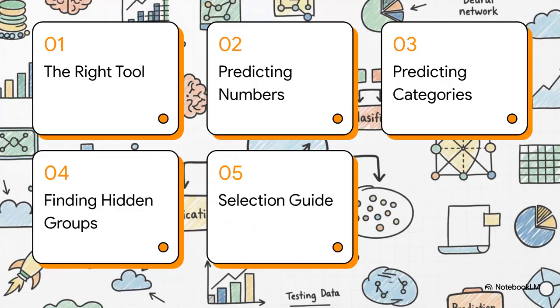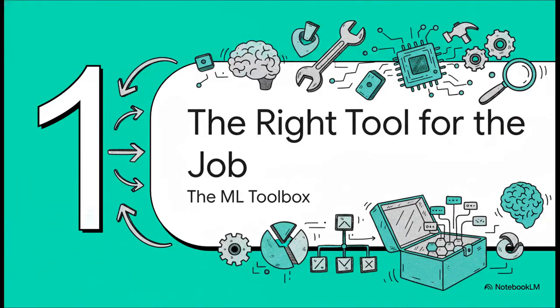So here's the roadmap. First, we'll get on the same page about this whole toolbox idea. Then we're going to dive deep into the three main jobs a machine learning model can do. You've got predicting numbers, sorting things into categories, and, my personal favorite, finding hidden groups you didn't even know existed. And to wrap it all up, I'll give you a super simple guide to make sure you choose the right tool every single time. All right, let's get into it.